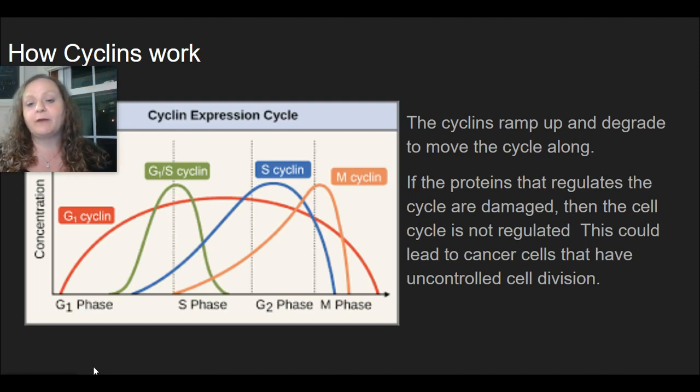If the proteins that regulate the cycle are damaged, then the cell cycle is not regulated. This is just like any other mutation, except in this case, if one of these proteins is not regulated appropriately, you're going to end up with a cell that literally doesn't know when to stop. And it will just keep dividing through uncontrolled cell division.